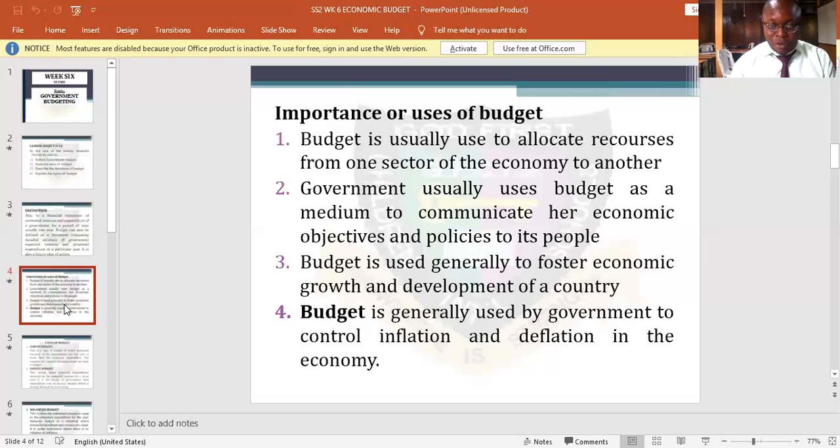Then the fourth one, budget is generally used by government to control inflation and deflation in the country. We will discuss inflation in week 3, but inflation can be defined as a persistent increase in the general price of goods and services. Deflation is the opposite of inflation, a continuous fall in the price of goods and services. So budget makes sure that they control inflation and deflation in the country as well.